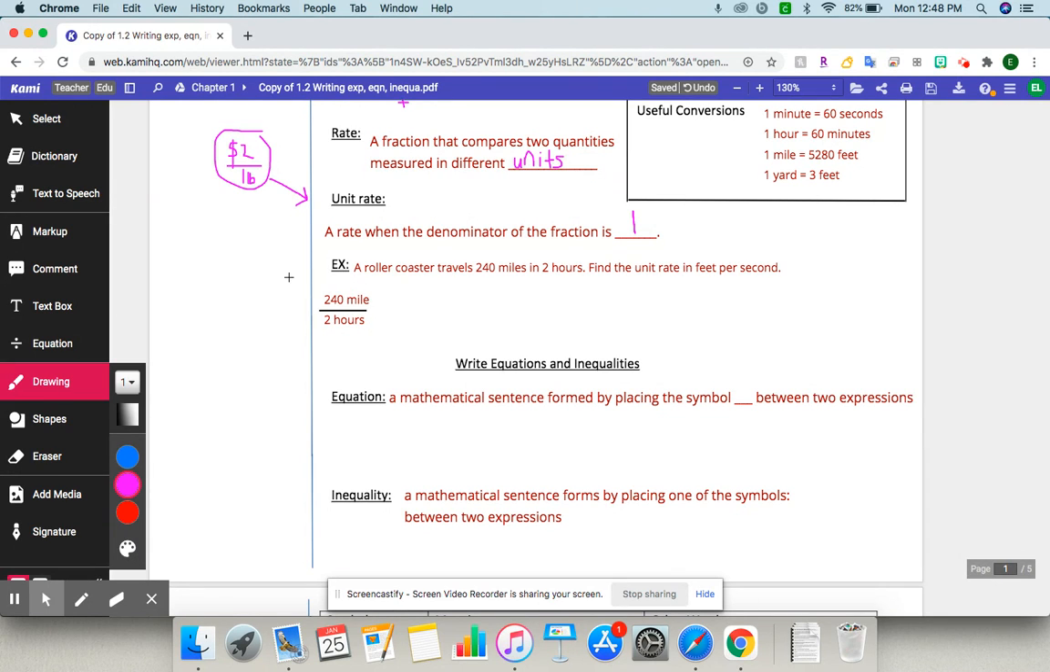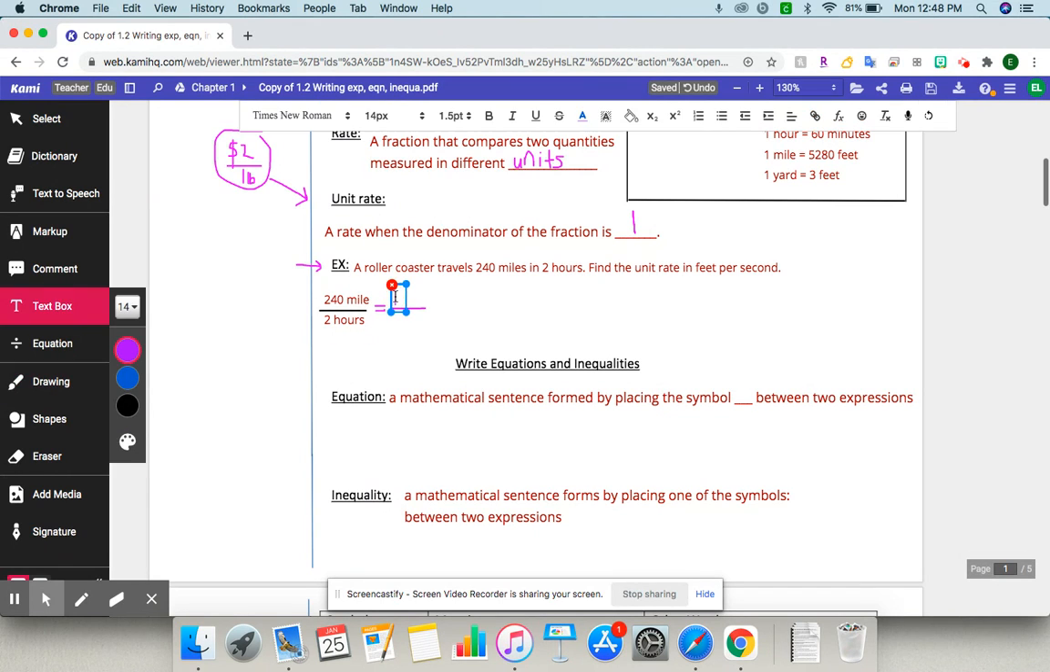So next in this example, we're actually going to convert the speed of a roller coaster from miles per hour to feet per second. So first, we want to do that by simplifying this miles per hour, or this speed, to a unit rate. So 240 miles every 2 hours is the exact same as 120 miles for every 1 hour. So we'd say 120 miles per hour is our unit rate for the speed of the roller coaster.